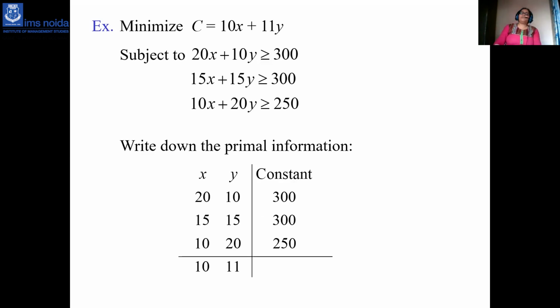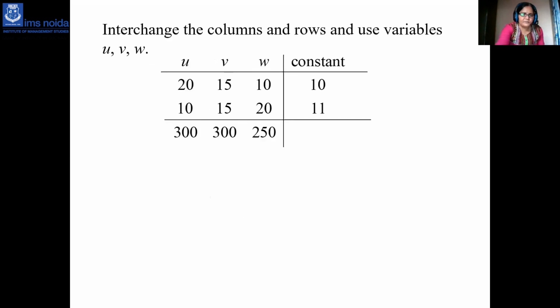Write down the primal information. Whatever information is given in the question is known as the primal information. Write down the coefficients of x and y in the table. In the x column you can write 20, in the y column 10, and the constant is 300 in the RHS. Next equation: 15x, 15y, 15 and 15 are given and the constant value is 300. Then 10 and 20 are given, the constant value is 250, and at the end, below the underline, write the objective function coefficients of x and y: 10 and 11.